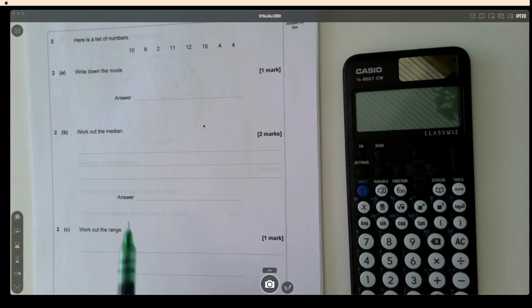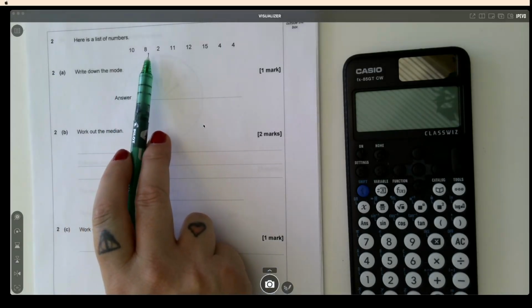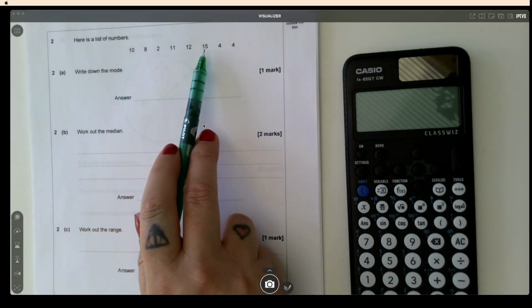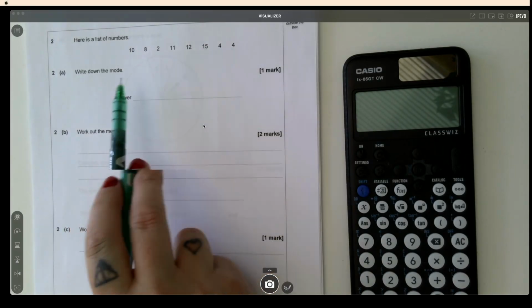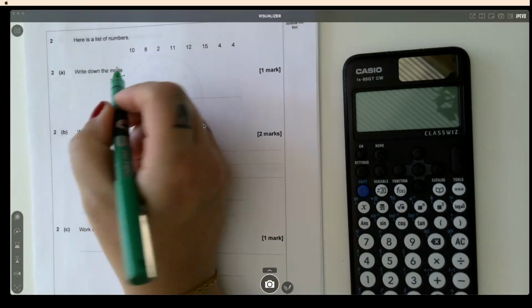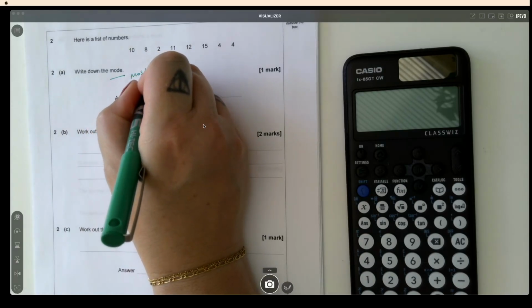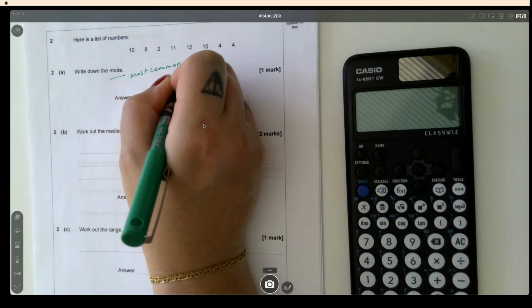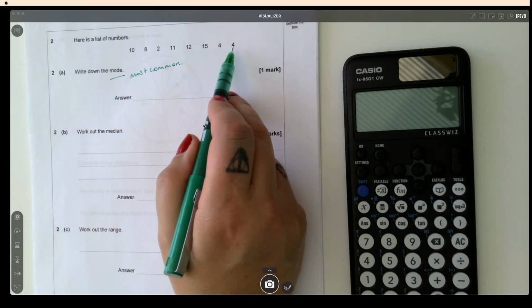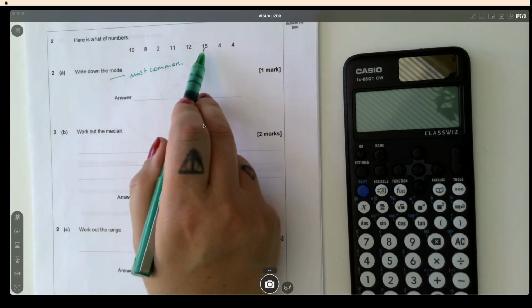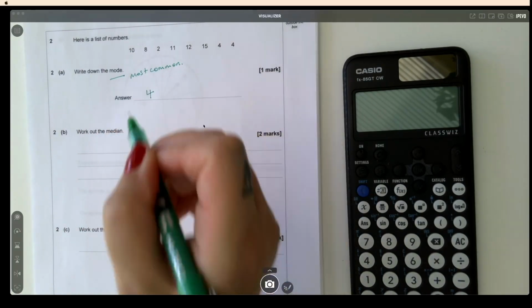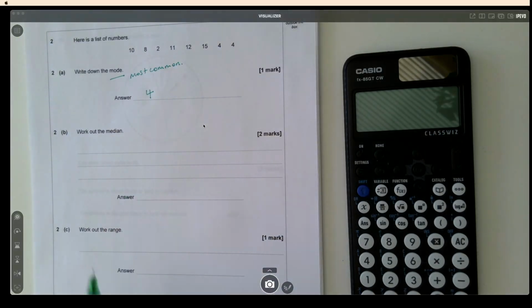Question 2. Here is a list of numbers. So we have 10, 8, 2, 11, 12, 15, 4 and 4. Write down the mode. The mode is the most common, and the most common number in that list is 4. It appears twice where all the other numbers appear once. So the mode is 4.